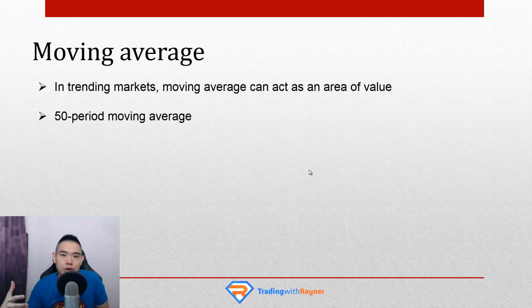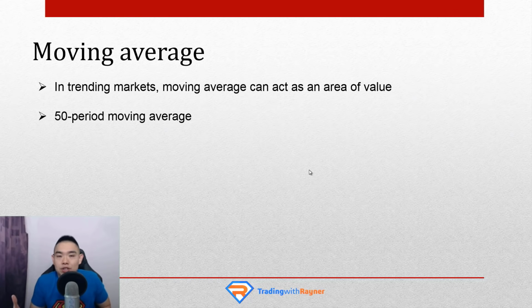Some people prefer shallower pullbacks, then they use the 20-period moving average. Some people prefer a deeper pullback. They use the 100-period moving average. So there are different types of moving average you can use. Ultimately, you have to find the type of trends that you want to trade. And you might be wondering, but Rayner, how do I know whether the moving average holds up?